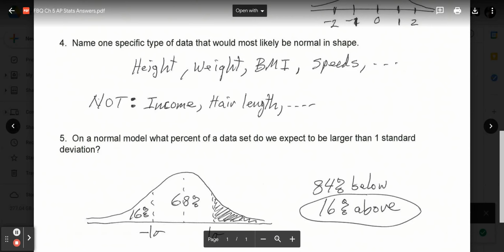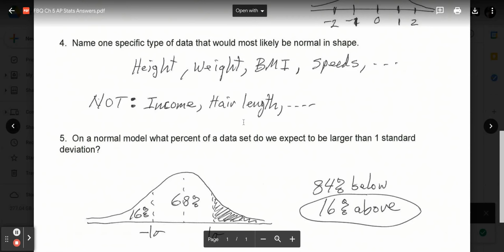Like if you took the income of a bunch of people randomly, you would find that there's very few people who make a lot of money and a whole bunch of people who don't. Those few people who make a lot of money skew the data towards the higher numbers. And if you have skewed data, it's not normal in shape. So you have to be careful. Not everything is normal. When we say normal, we really mean normal. It can't be skewed left or skewed right or bimodal or anything like that.